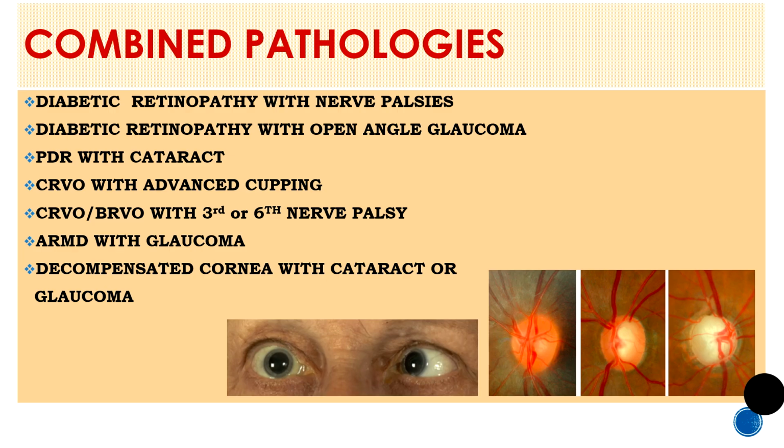The long cases are not always straightforward. You can have combined pathologies. For example, you can have diabetic retinopathy with nerve palsies, diabetic retinopathy with open-angle glaucoma, proliferative diabetic retinopathy with cataract, CRVO with advanced cupping, CRVO or BRVO with third or sixth nerve palsy, ARMD with glaucoma, decompensated cornea with cataract or glaucoma. So you should be ready for any of such cases. And in your history and examination, you have to be very quick.